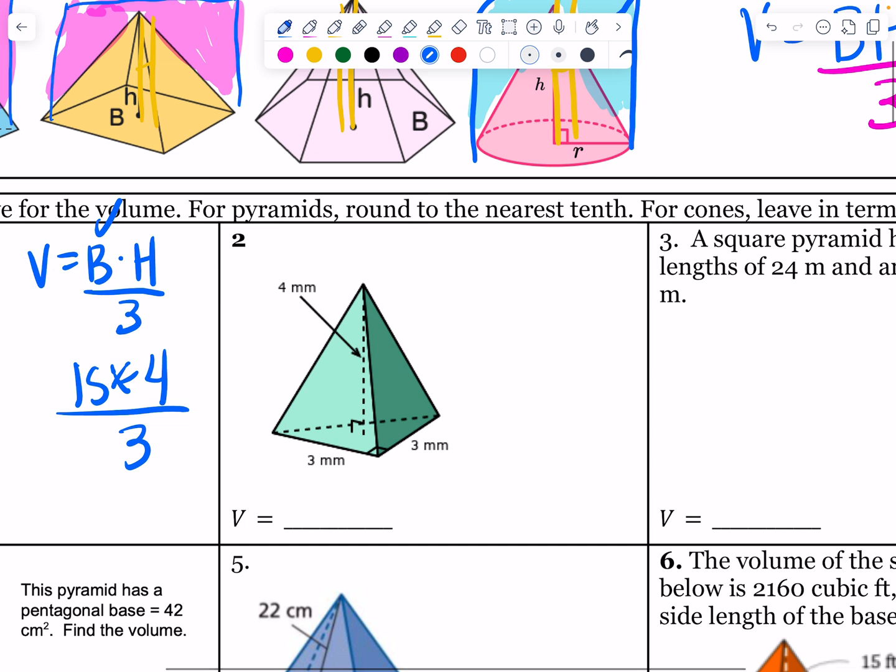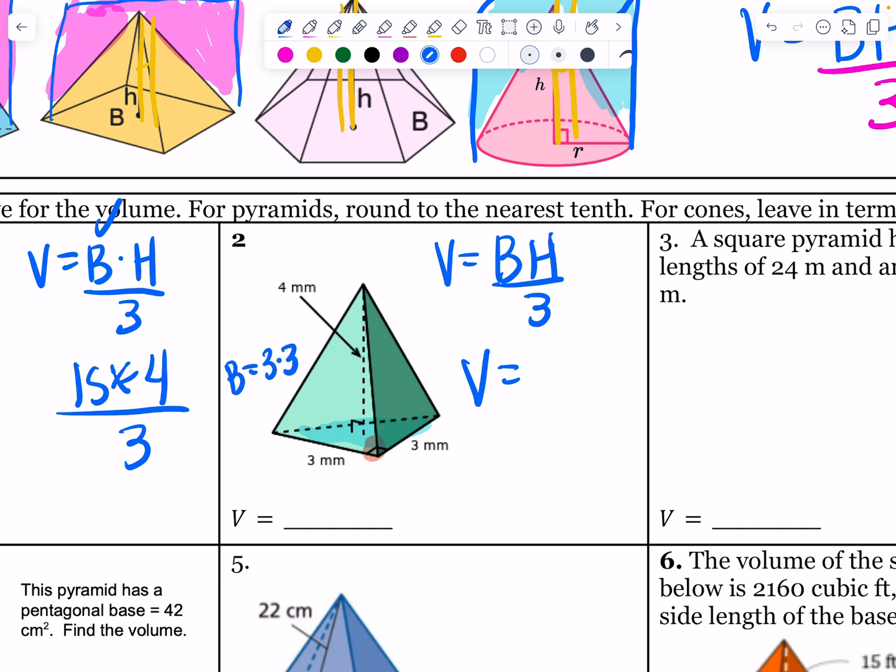But we're talking about pyramids and cones specifically today. So what shape is the base on this one? This is a right triangular pyramid. So I'm going to do base times height divided by 3. Volume is going to be equal to, we've got to find the area of that base. Well, it's a triangle, so that's going to be 3 times 3 divided by 2. There are the legs of my right triangle. 3 times 3 is 9, half of 9 is 4.5. So there's my area of the base.